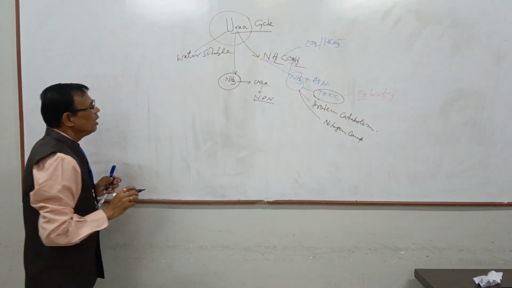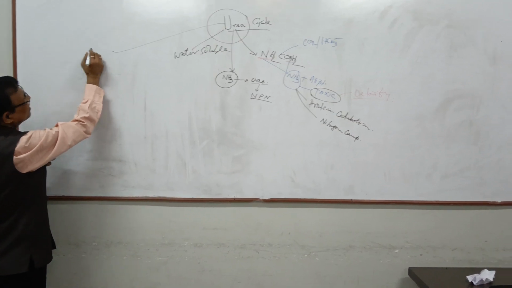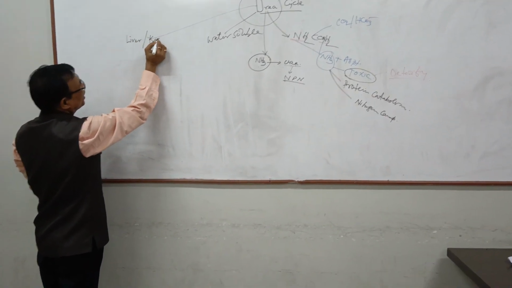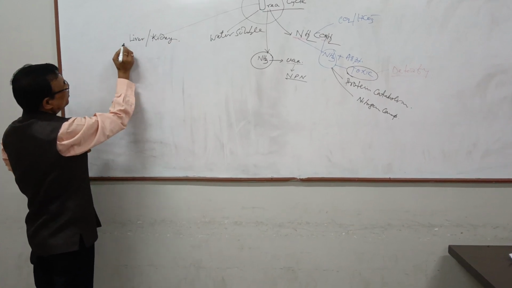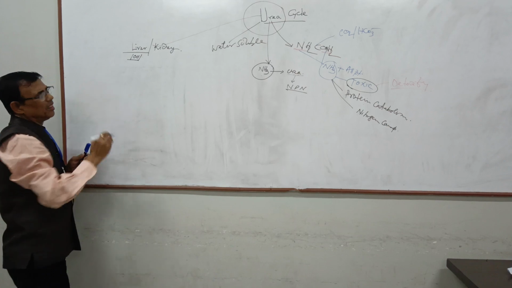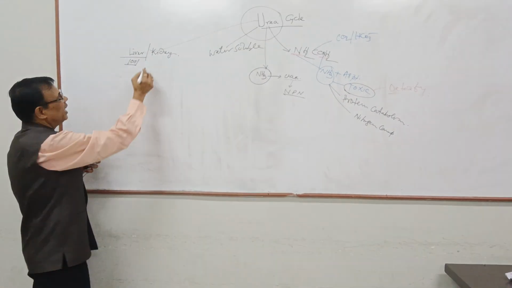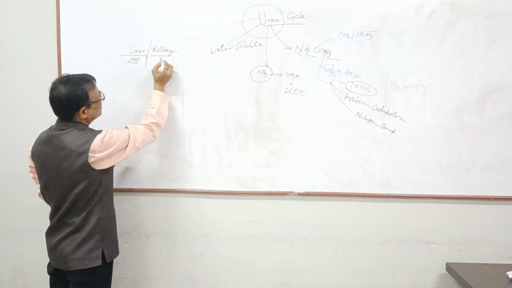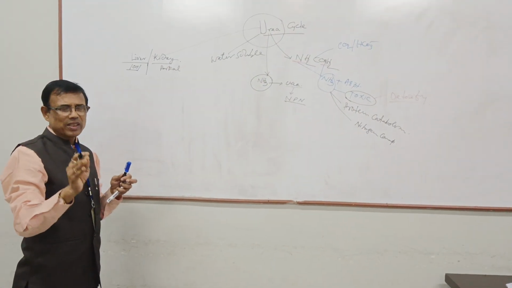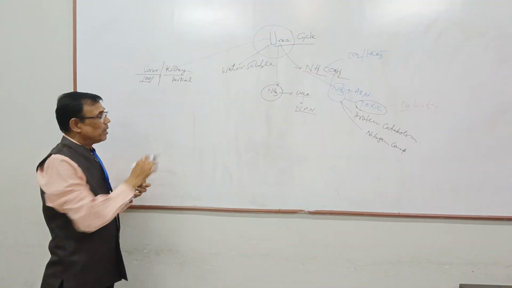Now, where is it synthesized? It is synthesized in the liver, and also in the kidney. But in the liver it is 100%, meaning the complete cycle occurs in the liver. In the kidney it is partial, meaning some stages of the reaction are not present there.